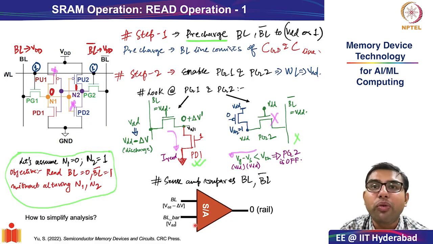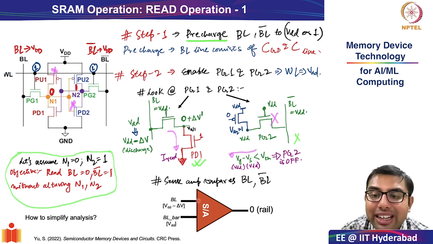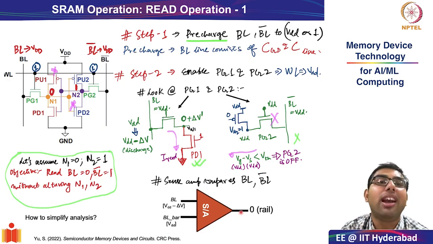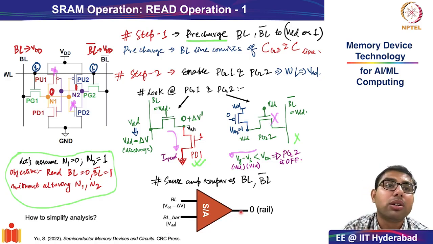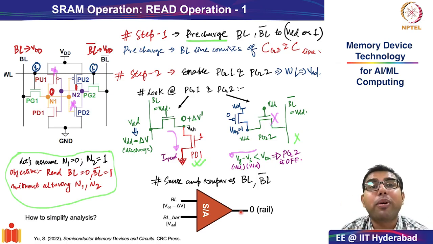What was the sense amplifier? It senses small differences in voltage between the two terminals and decides whether bit line is greater or bit line bar is greater, and it pins the value to 0 rail or 0 logic rail. Okay, so this is the entire process of your read operation.